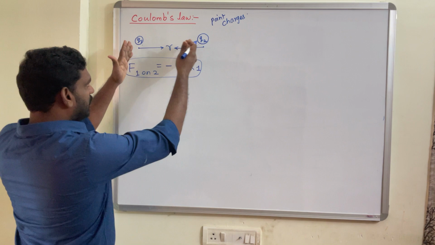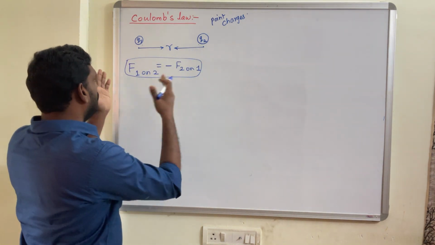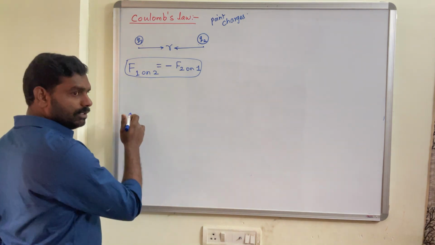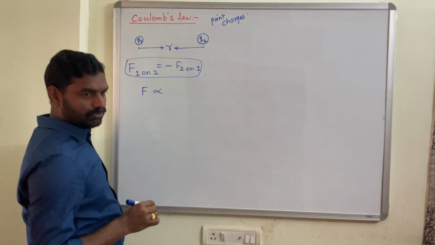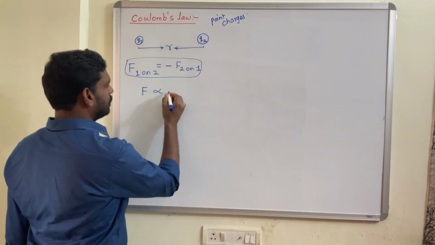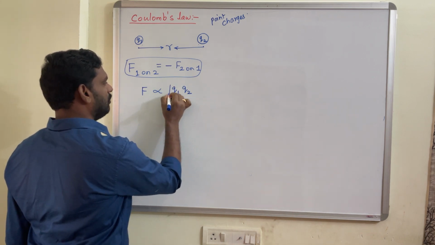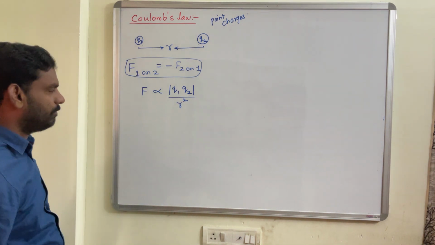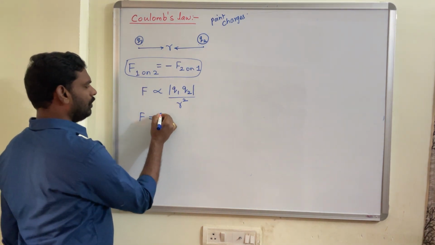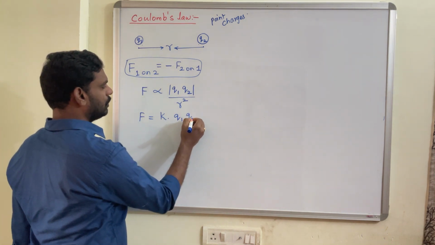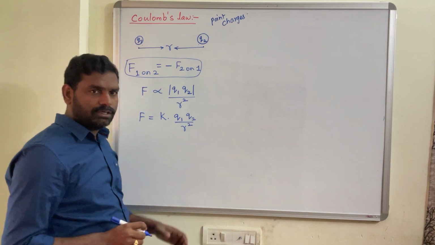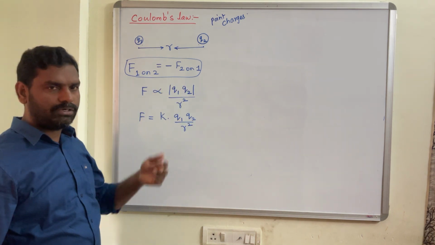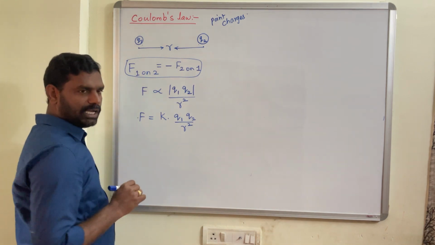Now, if two charges are kept at some separation R, one charge will exert a force on the other, and the other will exert an equal and opposite force on the first. The force is directly proportional to the magnitude of the product of the two charges and inversely proportional to the square of the distance between them. Removing the proportionality symbol, we get a constant k: F = k q1 q2 / r². Keep in mind, Q1 and Q2 may each be positive or negative, but we take the magnitude of the product of Q1 and Q2. I am talking only about the magnitude of the force.